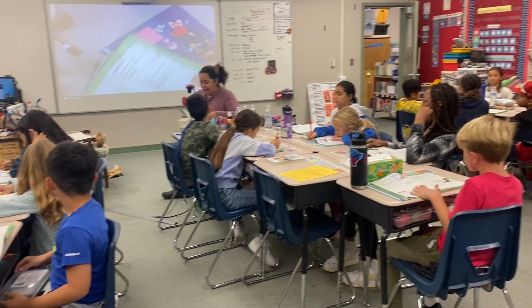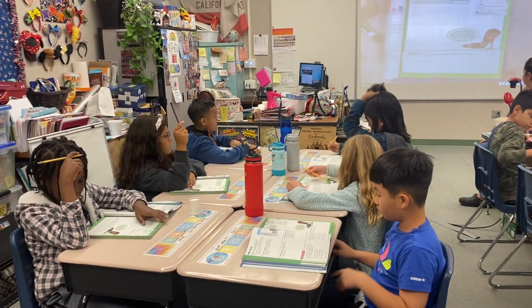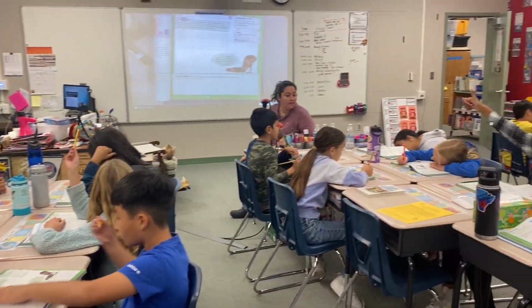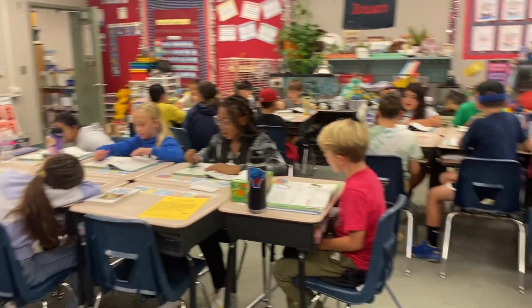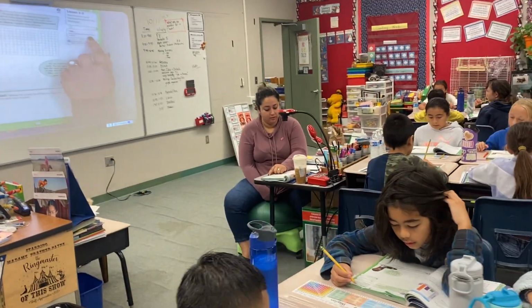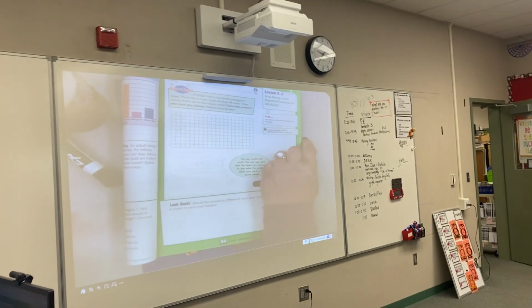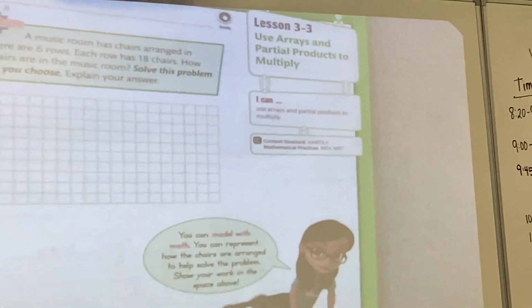Right, so last, if you can open your books, make sure you're on page 89. Yes. And then let's read our I can statement for our lesson 3-3. I can use arrays and partial products to multiply. Perfect, so we're going to be able to use arrays and partial products to multiply.